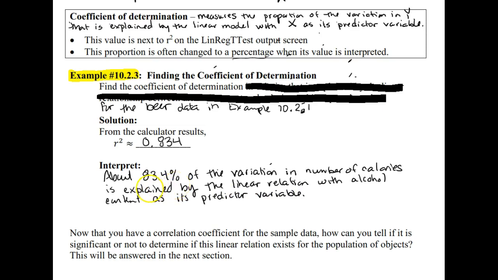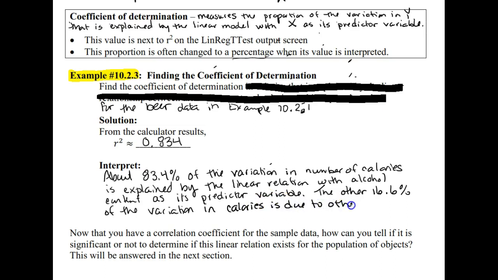Okay, so if we take 100% minus 83.4%, we get 16.6%. So the other 16.6% of the variation in calories is due to other factors.